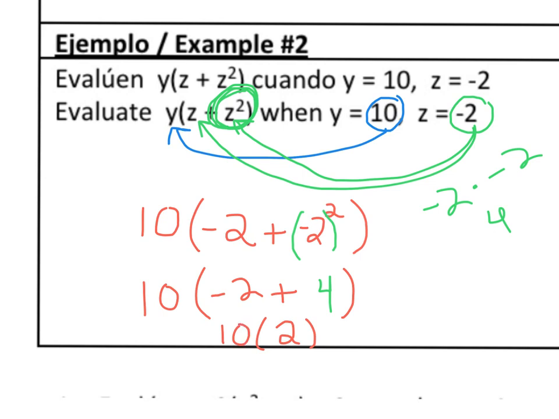Now that we have 10 next to 2, when things are next to each other in math, what does it mean? Multiplication. 10 groups of 2. 10 parentheses 2, 10 twos, 10 groups of 2 is 20.